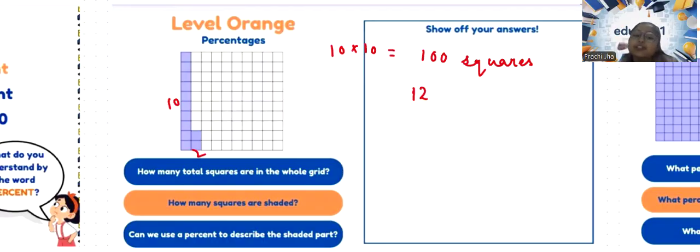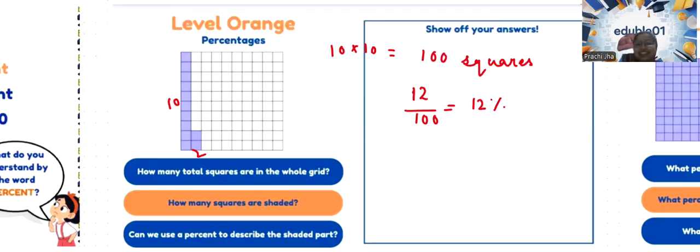Wonderful. Now, can we use a percent to describe the shaded part? Okay, let's do it. We love challenges, isn't it? So 12 is out of the total 100, so we can represent it in this form, 12 by 100. Remember, anything per 100 is what we call percentage. So this is going to be 12%, nothing else.